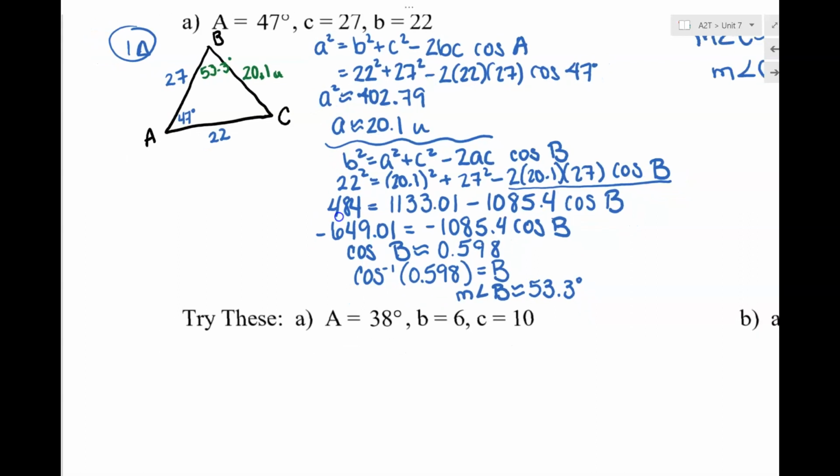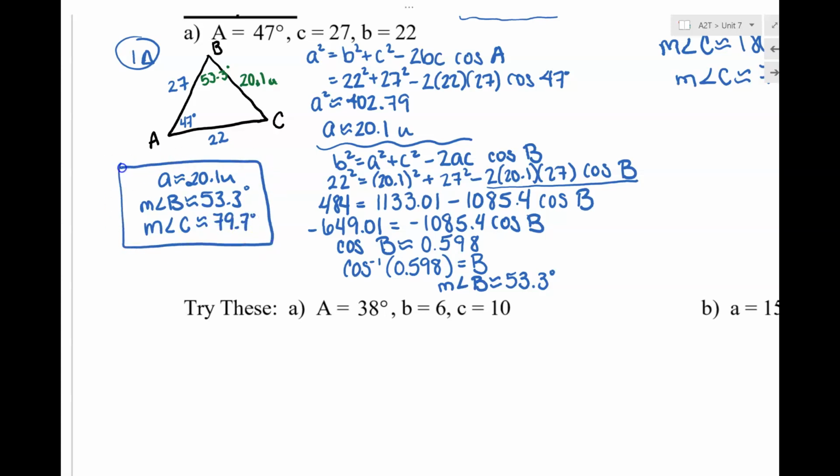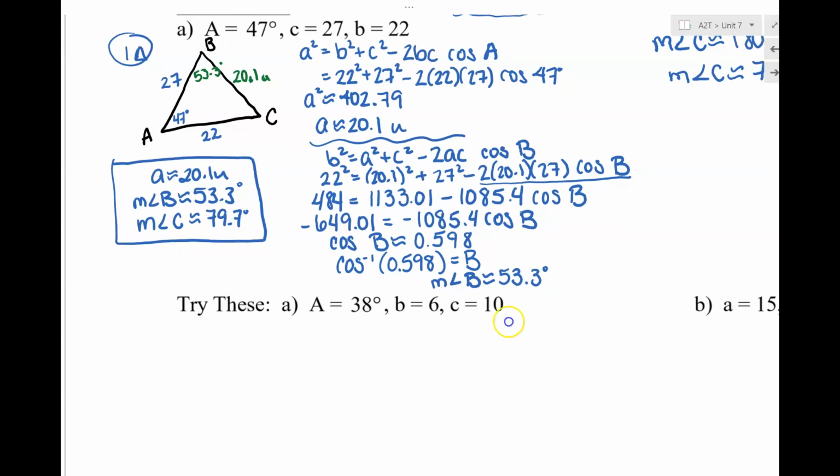I've asked you to write all your answers in one area for me to find. So A is approximately 20.1 units. The measure of angle B is approximately 53.3 degrees. And the measure of angle C is approximately 79.7 degrees. And we have solved using the law of cosines. Way to go, guys.